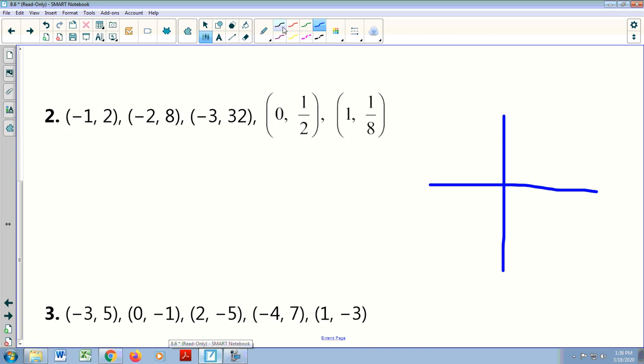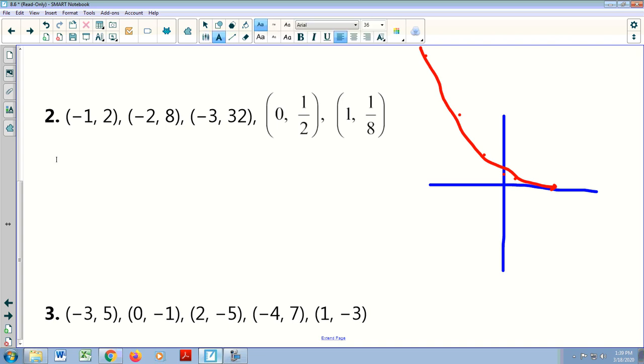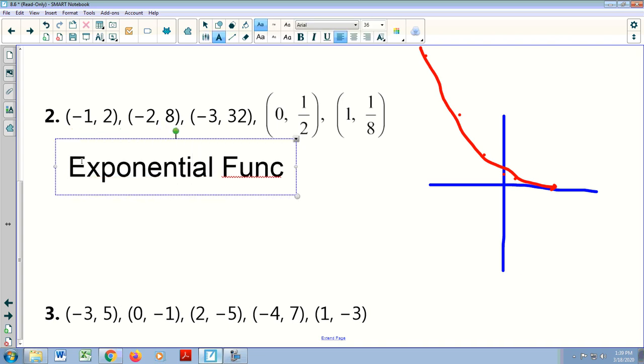So I got my next one, negative 1, 2, negative 2, 8, negative 3, 32, 0, 1 half, 1, 1/8. Well, that looks like that rocket ship starting to land somewhat. So I know this is an exponential function.